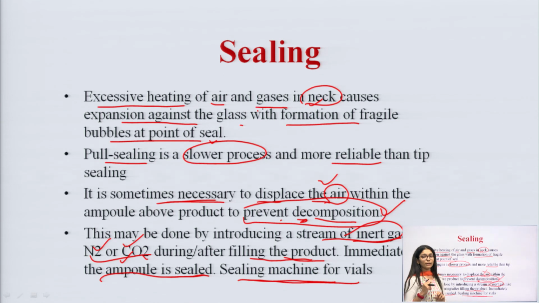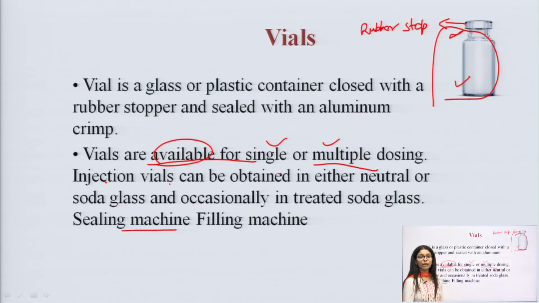Moreover, air displacement is very important, else the drug can decompose very easily, as I told you previously. And how is the air bubble removed? By means of inert gas. We can provide a stream of inert gas. What are the inert gases? First of all, nitrogen and CO2 are considered inert gases that do not interfere with your formulation or your parenteral product. So we can use inert gas in order to remove all the air bubbles so that proper sealing takes place. This is a vial we have talked about.